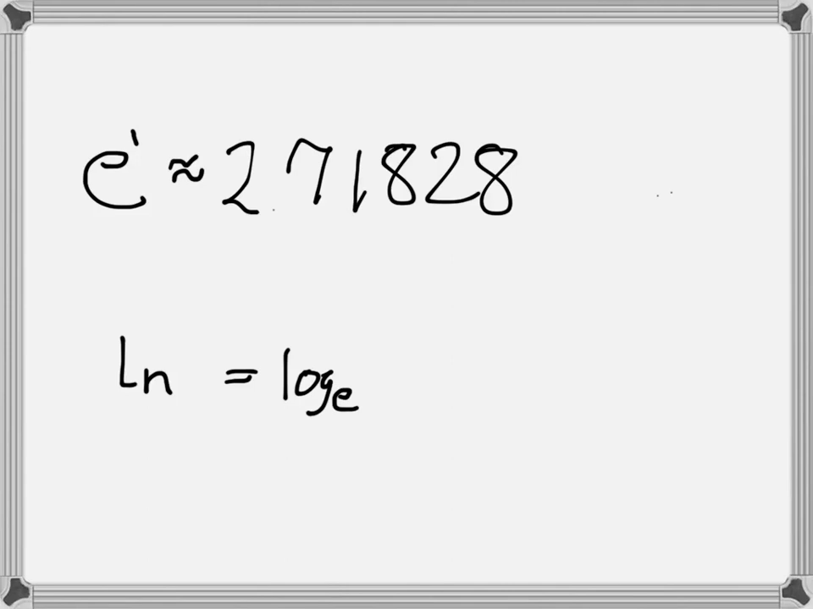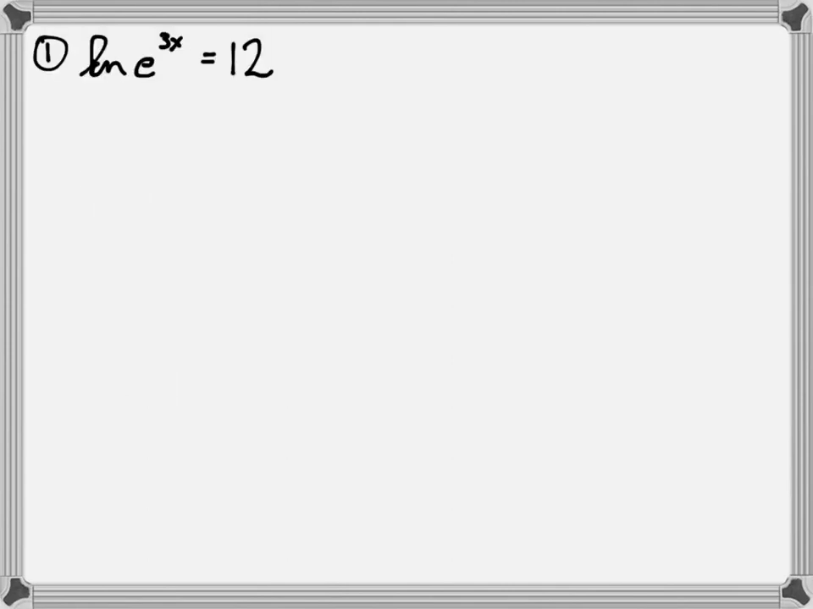One of the hard things on this is we have to simplify our ln's when we have them. That means we want to get down to prime numbers. And I will show you how to work with that. So if we have ln of e to the 3x equals 12, this is the same thing as me saying log base e of e to the 3x is equal to 12. So we are going to be using those logarithmic properties that we talked about last week.